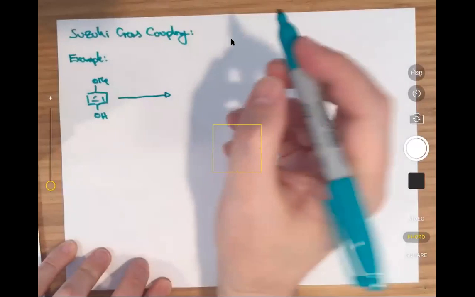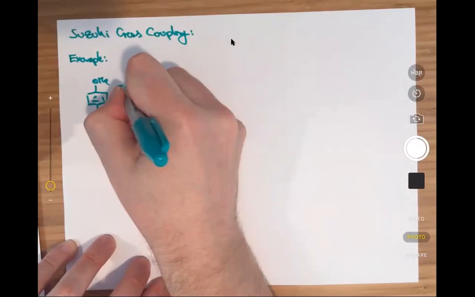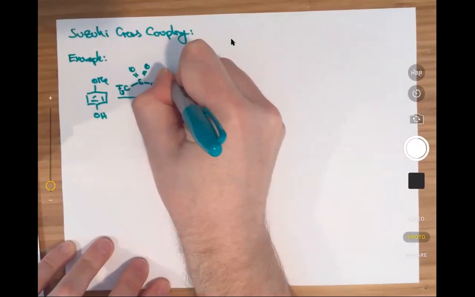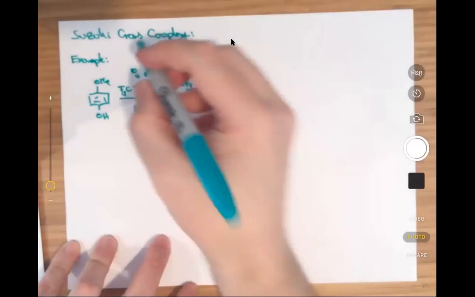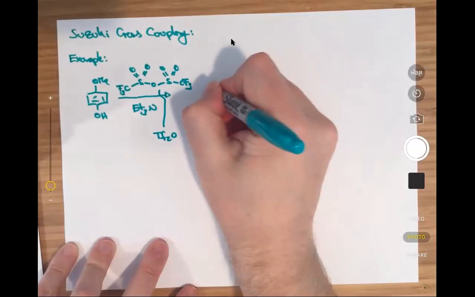So how do we do this? Well, we need a base. And then we need basically triflic anhydride. So for those of you who remember this, we have looked at this a couple of times already as a protecting group, SO2, and then CF3. So usually you can see this also as triflic anhydride, as an abbreviated form, right? Okay, now that you have that, you basically made the triflate out of this.